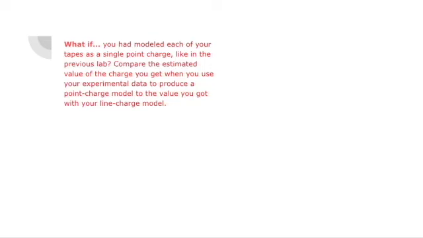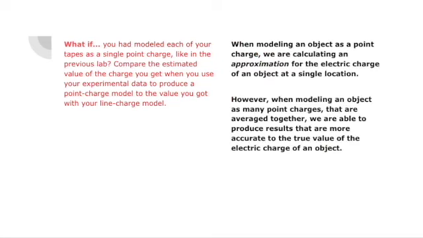First, what if we had modeled each of our tapes as a single point charge like in the previous lab? When modeling an object as a point charge, we're calculating the approximation of an electric charge of an object at a single location. However, by modeling an object as many point charges that are averaged together, we're able to produce results that are more accurate to the true value of the object.